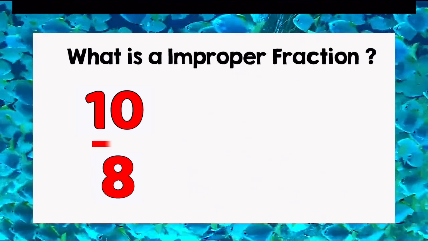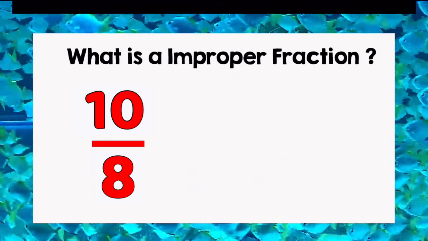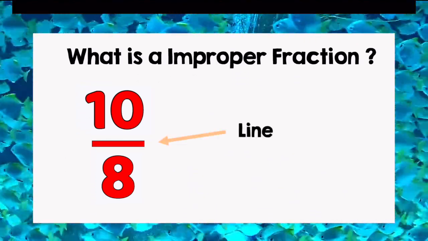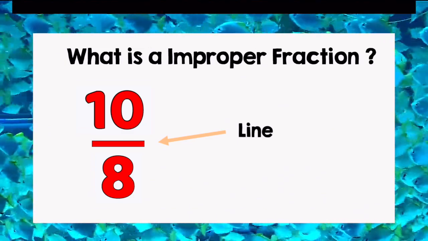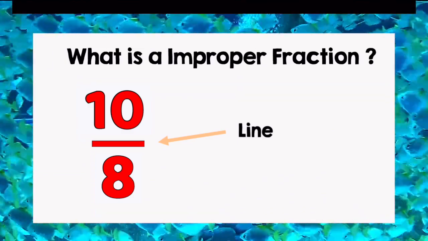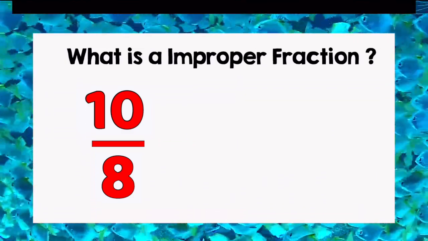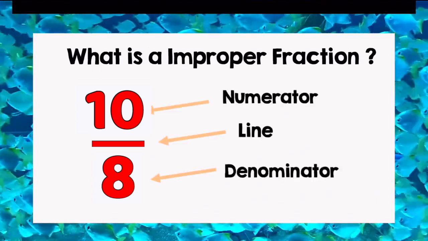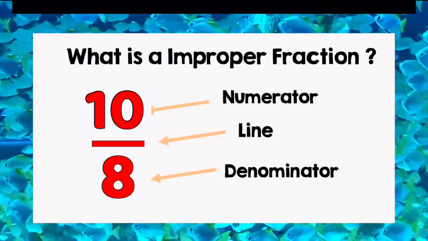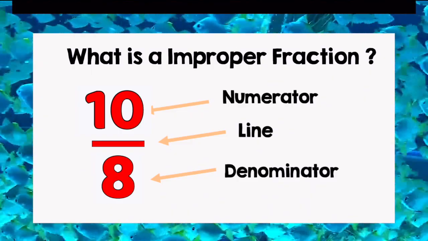Okay, so let's look at a typical fraction. What we have here, you can see two numbers, one on top of each other and a line in between. This line can also be seen like a divide line. These two numbers each have got a name. The top number is called the numerator and the bottom number is called the denominator.